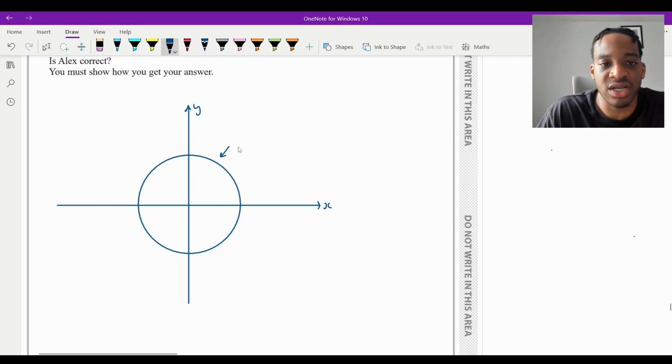So this is going to be x squared plus y squared is equal to 25. We know the radius is 5, so I'm just going to put a 5 here. I'm going to put a minus 5 on the other side, and a minus 5 here, and it's going to be 5 here. So we can see quite clearly the radius is 5.